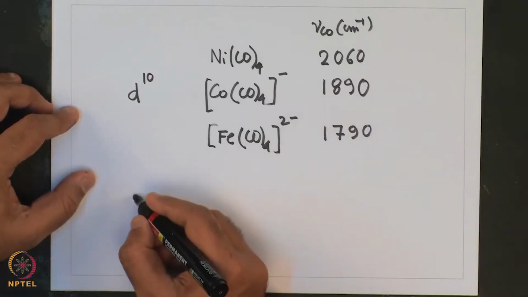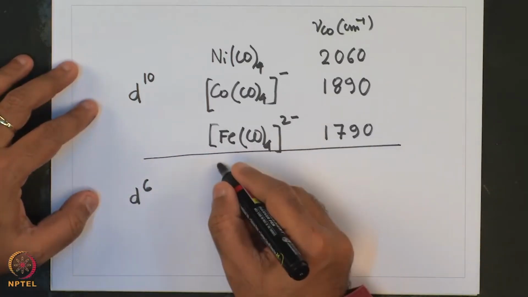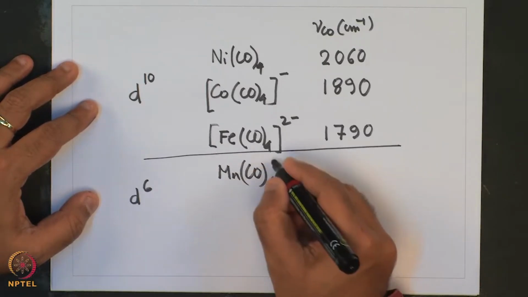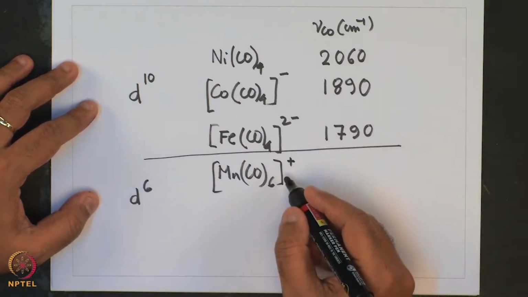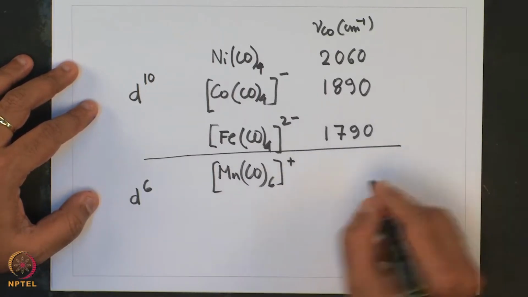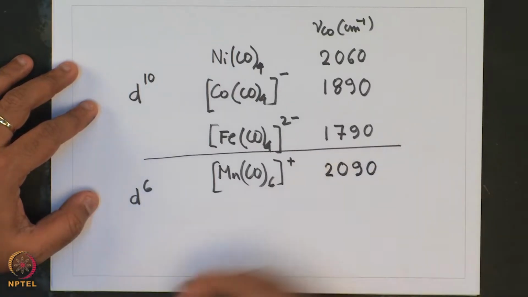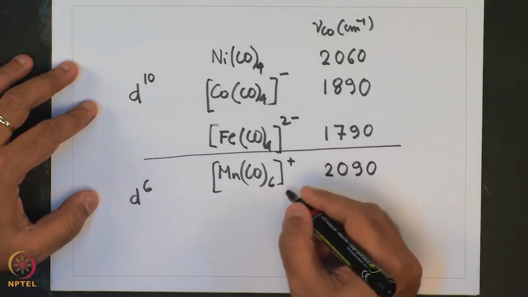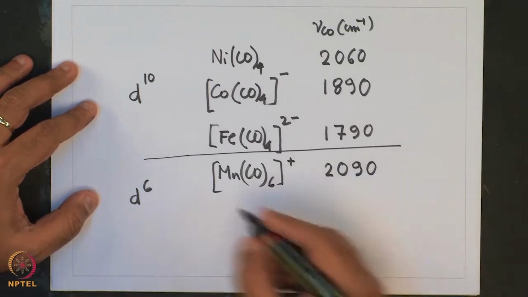The same is observed in another set of D6 systems, for example, Mn(CO)6 plus, which is a D6 system. Now, this being a cationic complex, it cannot undergo too much back donation, and hence the CO stretching frequency is quite high, because there is very little back donation happening from cationic manganese onto the CO pi star, as a result leading to a very high CO stretching frequency.